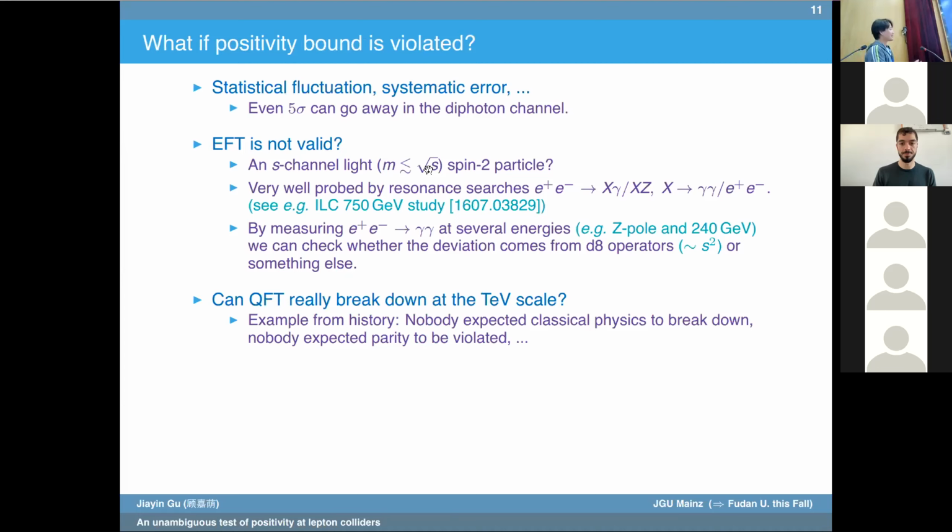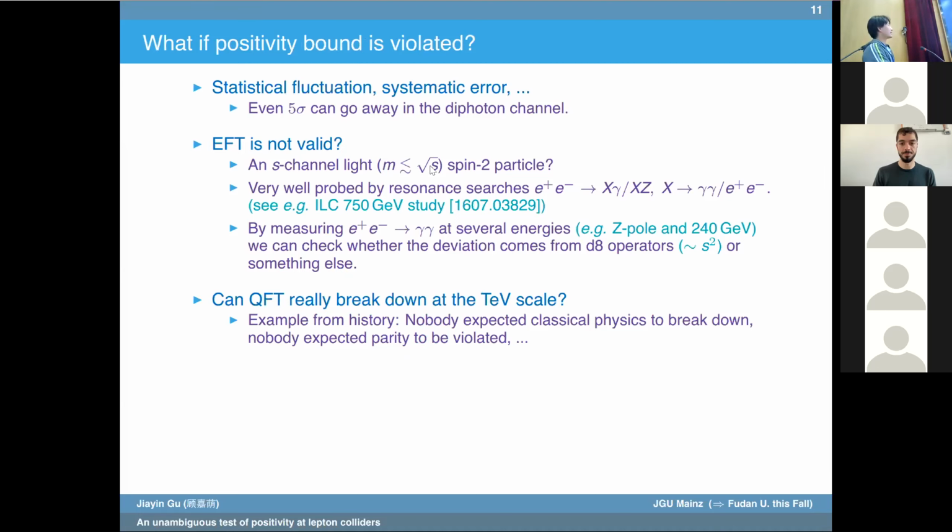Good. Yes, so of course, if we do the measurements, it may turn out that everything is standard model-like, and then there's not much we can say. But what if the results turn out to violate positivity bounds? Of course, it can be a statistical fluctuation or systematic error. As we all know, even five sigma can go away in the diphoton channel, so we have to be careful.